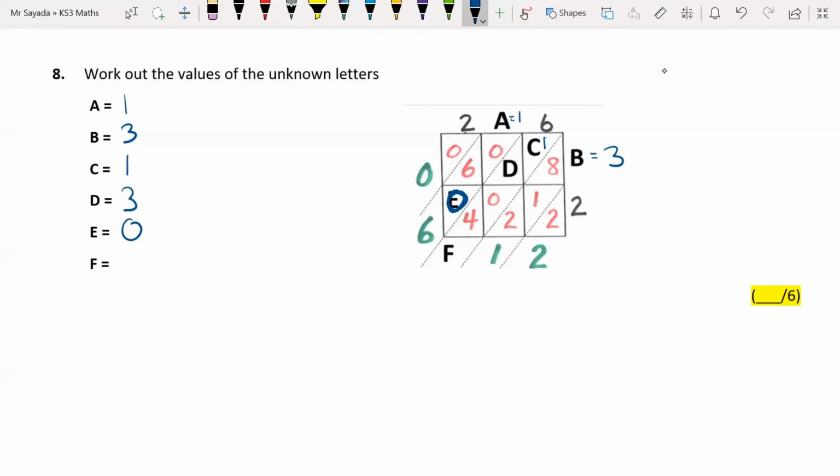Now, there is a very common mistake that people make with F. They write down that F is 8. F is not 8. If you wrote that F is 8, try and work out why. Pause the video while you try and work it out, and then press play once you're ready.